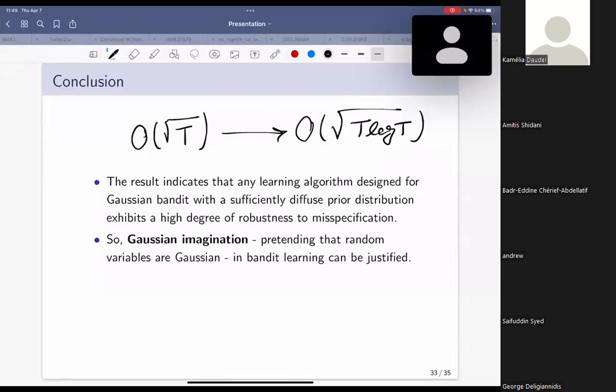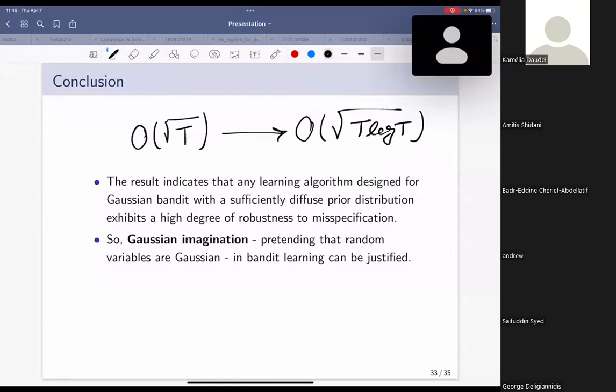Basically, just pretending that the random variables are Gaussian could simplify a lot of calculations and implementations. Dealing with the Gaussian distribution is much easier than dealing with a beta distribution. So this paper just showed that this Gaussian imagination can be justified when you have a Bernoulli bandit, which is interesting, I guess.